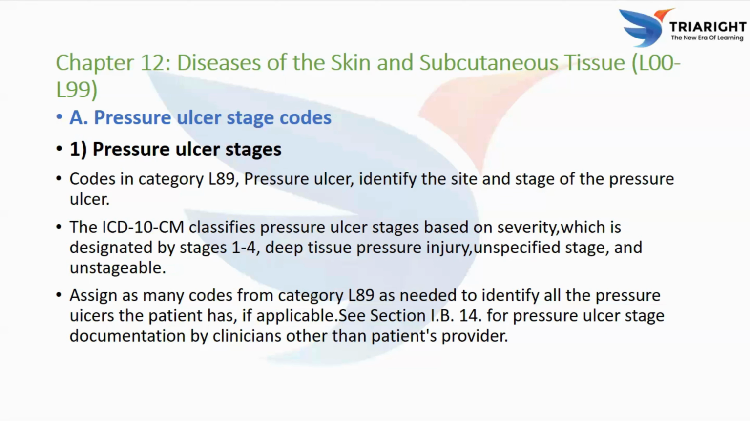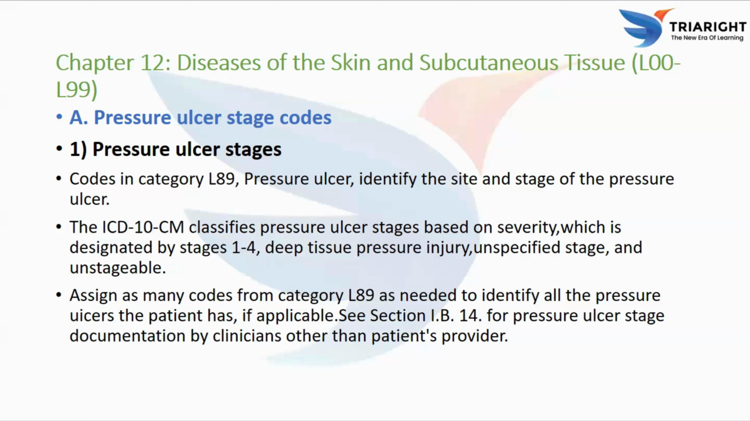So when multiple ulcers are diagnosed, you have to use multiple L89 codes. For example, if the documentation says stage 3 pressure ulcer on the right heel and stage 2 ulcer on the sacral area. So what is the coding logic here? Right heel plus stage 3, you code one L89 code, and sacrum plus stage 2, you code another L89 code. So the final result is you have to assign two separate L89 codes for different sites and different stages. So this is about coding the pressure ulcer stages.